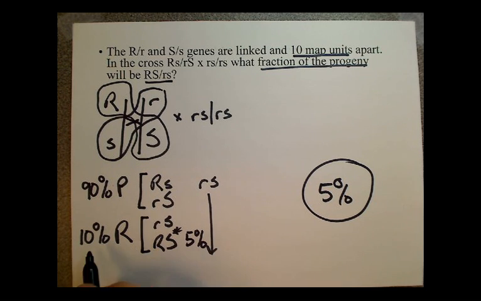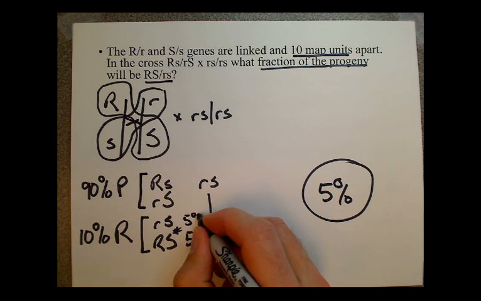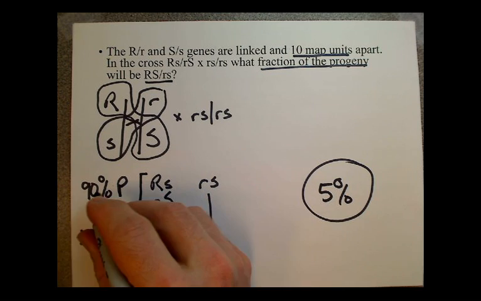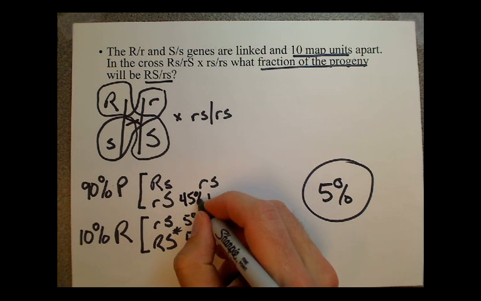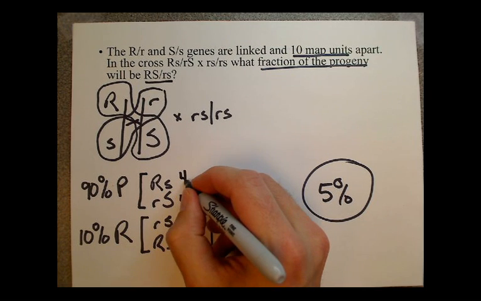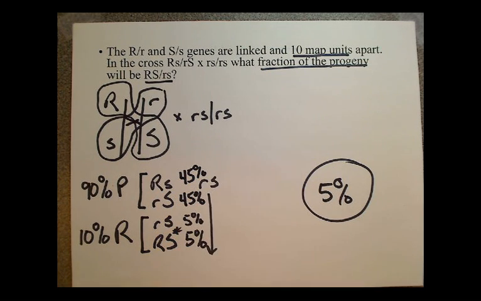But then if we wanted to fill out the rest of this table, we'd also expect to see 5% of this genotype. Then half of this 90% parentals would be this one, so 45% this genotype, as well as 45% of this parental genotype.